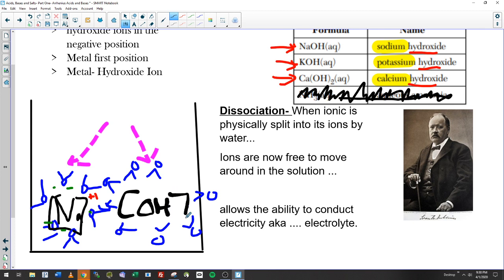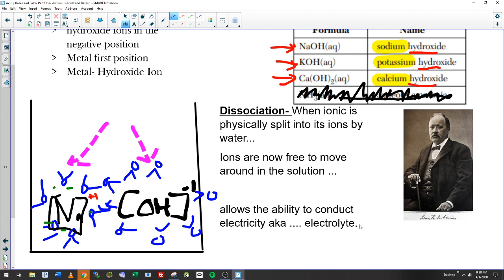It doesn't matter what's in here. It just matters that we have brackets and charges, and those charges can be pulled apart by the water because the brackets have charges and the waters have charges. When this is pulled apart, according to Arrhenius, the reason why bases are bases is because they dissociate. And when they dissociate, they split into ions, and the ions are now free to move around.